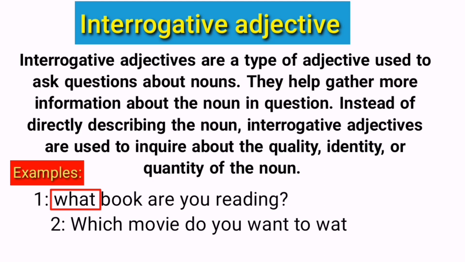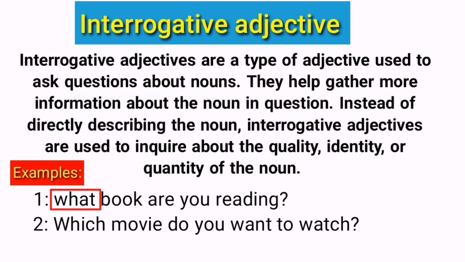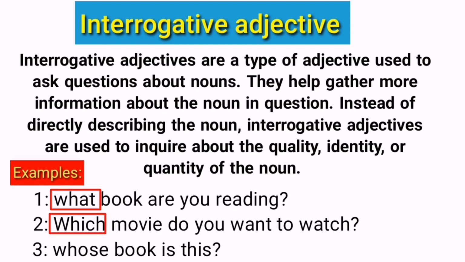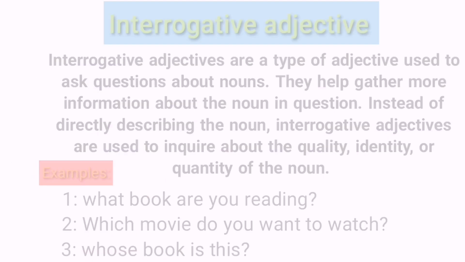Which movie do you want to watch? In this sentence, the interrogative adjective, which, is used to ask about a specific choice or selection from a group of movies. The question is seeking the person's preference among the available movie options. Whose book is this? In this sentence, the interrogative adjective, whose, is used to ask about the ownership of the noun, book. The question seeks to find out to whom the book belongs.